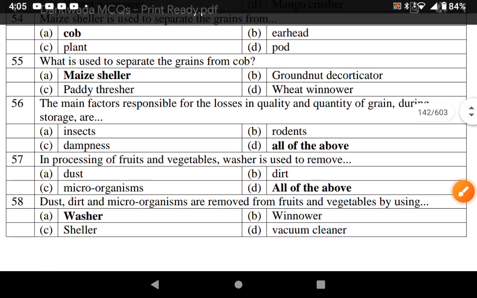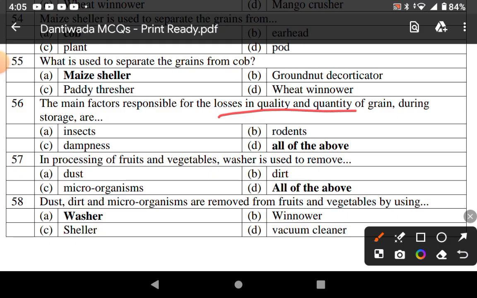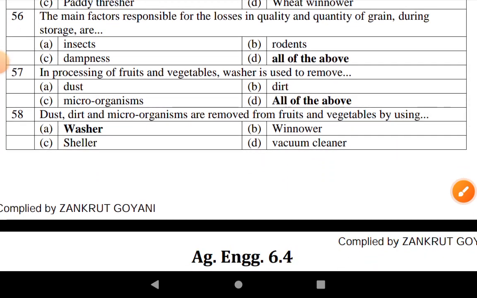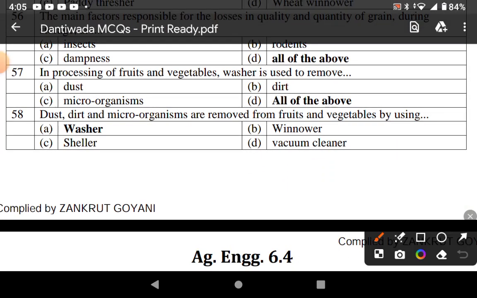The main factors responsible for loss of quality and quantity of grain during storage are insects, dampness and rodents. In processing of fruit and vegetables, a washer is used to remove dust, microorganisms and dirt. Dust, dirt and microorganisms are removed from fruit and vegetables by using a washer.